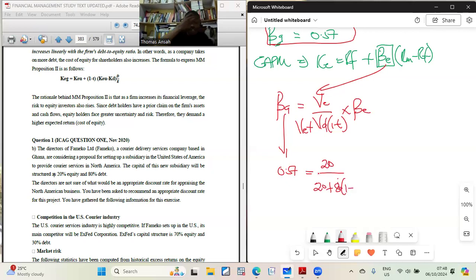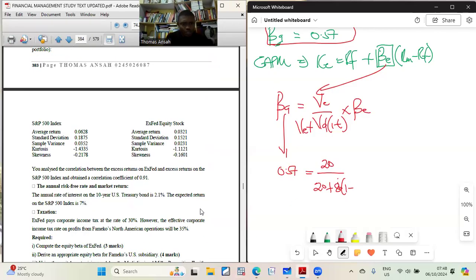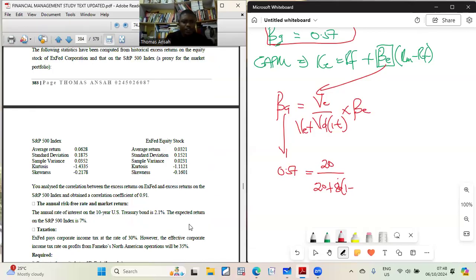What is T? Because we are told that in this particular case, specific to Moreland, you will be paying a tax of 35%. So it means that we need to do 0.35. So be careful, this is a past question. Multiply by BE, which we are looking for.